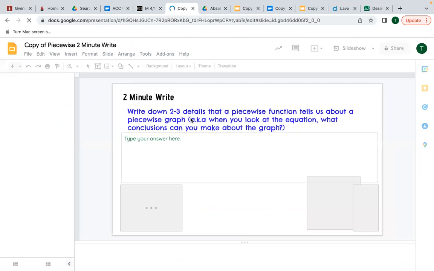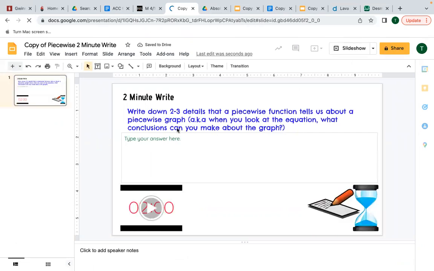All right, so write down 2 to 3 details that a piecewise function tells us about a piecewise graph. So when you look at the graph, what conclusions can you make about the graph? Okay, so basically, what do we do for our notice and wonder? Okay, these are good to do for just summarizing what we did in class.